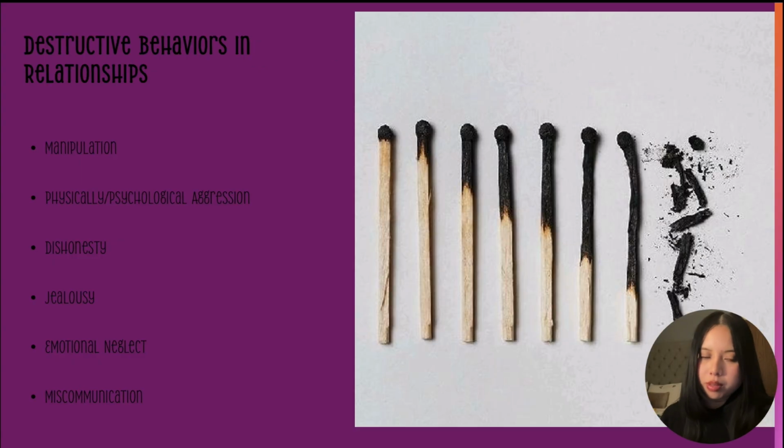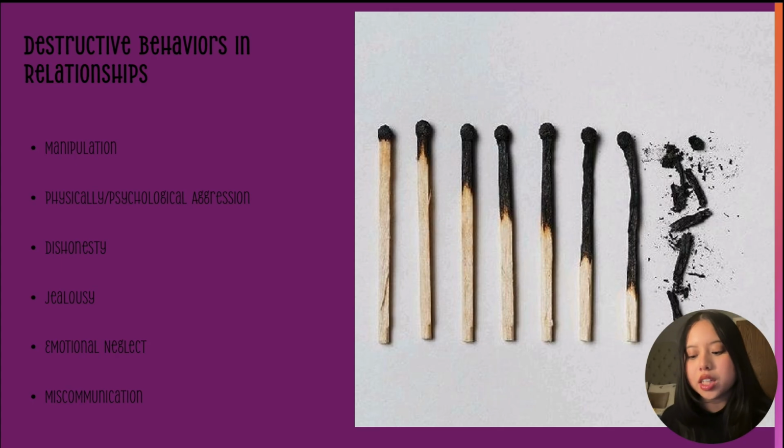Starting off with destructive behaviors in relationships. These destructive behaviors can be manipulation, which involves influencing or controlling other person's actions into doing what they want. There's also physically and psychological aggression that can be very harmful in the relationship. Also, dishonesty. With dishonesty, it would be very hard to maintain the relationship.